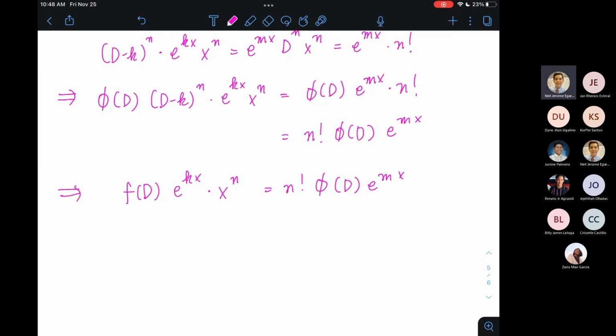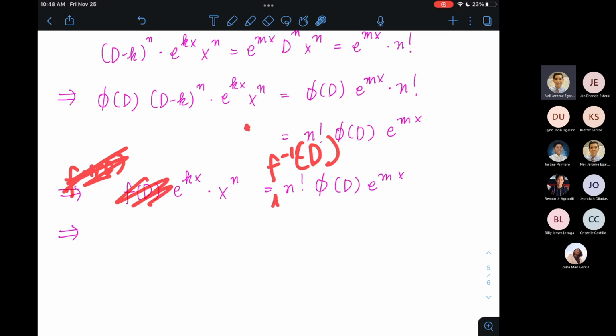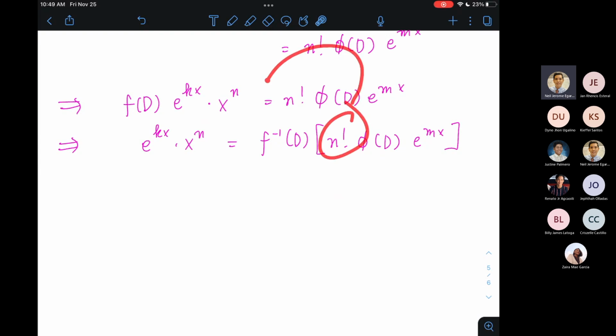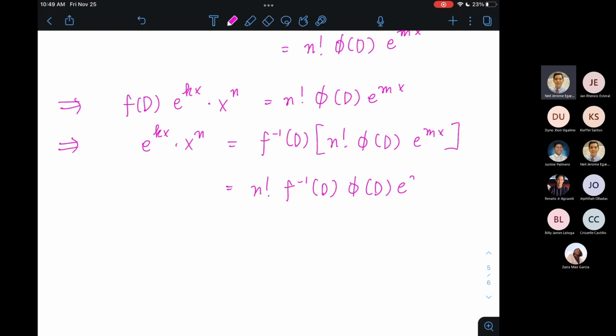Okay? And then now I can apply f inverse of d to both sides. So mag-apply ako dito ng f inverse d. We'll get what? Sa kaliwa, I'll have this canceled by that. So we'll be left with e to the kx times x to the n. This will remain in here. So let's just write it down. There's going to be e to the kx times x to the n equals f inverse of d applied to n factorial phi of d e to the kx. But n factorial is a constant, so it can come out of the inverse operator. So we'll have n factorial f inverse of d applied to phi of d e to the kx.